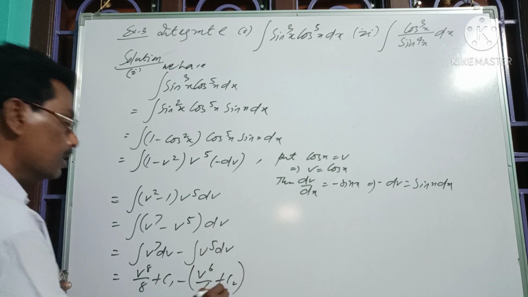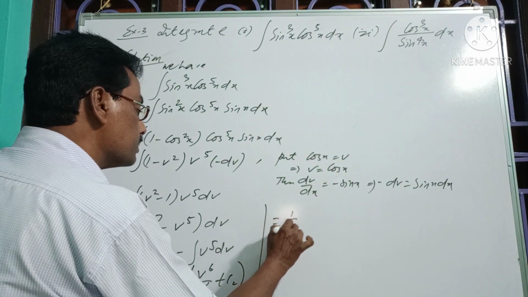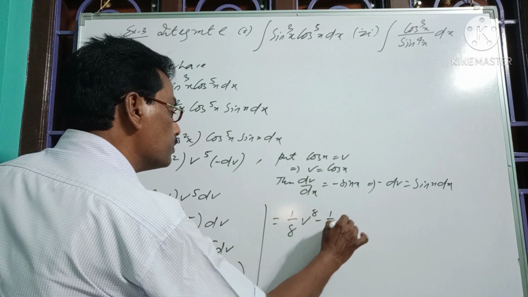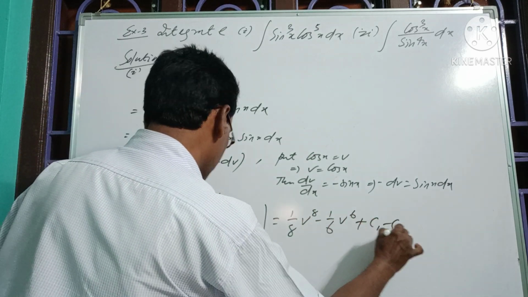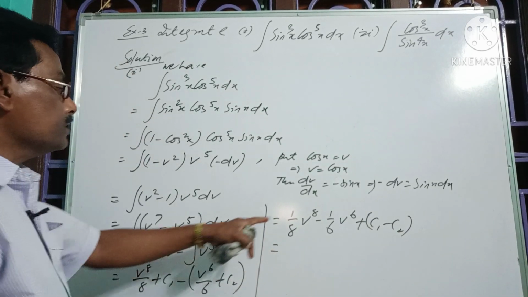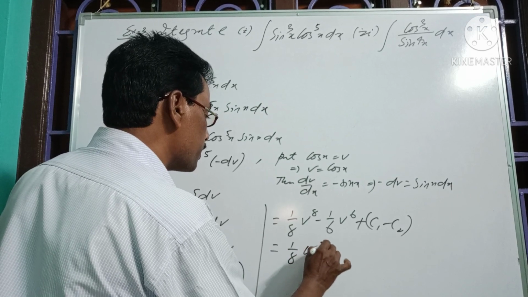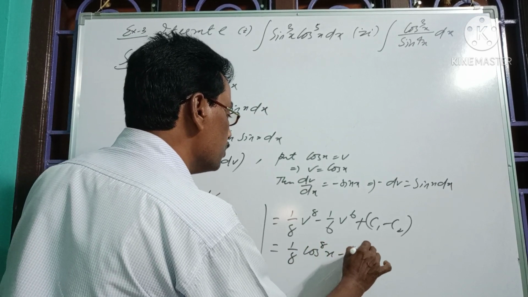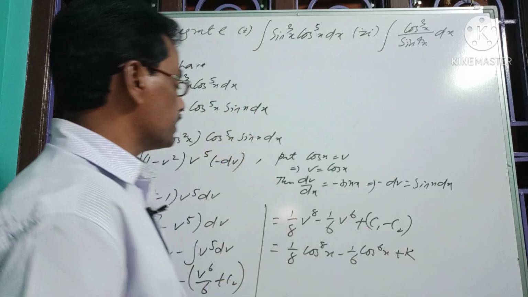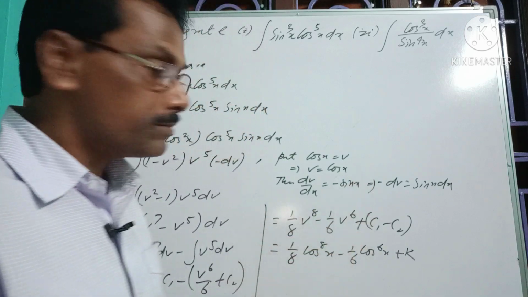So collecting the functions and constants, which will give us 1 by 8 v to the power 8 minus 1 by 6 v to the power 6 plus c1 minus c2 as constants of integration. So finally, in place of v substituting cos x, it will give us 1 by 8 into cos to the power 8 x minus 1 by 6 into cos to the power 6 x plus k, where k is the constant of integration. So now in this process we completed the integration.